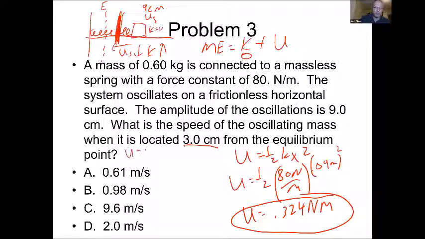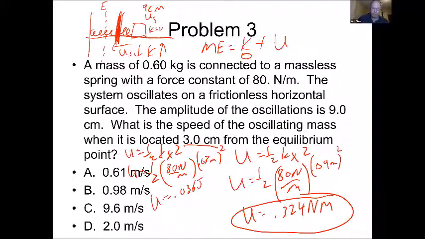So again, 1/2 kx squared. So it's 1/2 times 80 times the displacement, which is 3 centimeters, so 0.03 meters squared. Do the math. So we end up with an elastic potential energy at that point of 0.036 joules or newton meters. So that's the elastic potential at 3 centimeters.